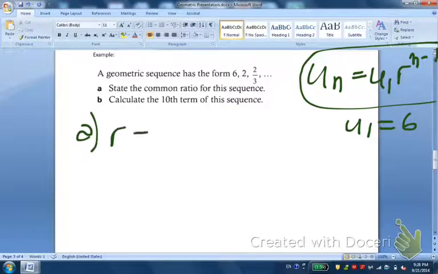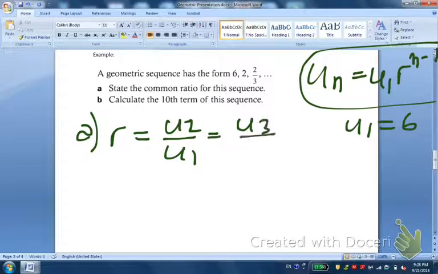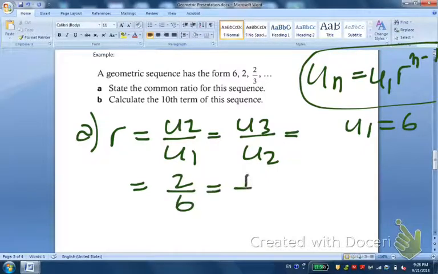Remember, to find the common ratio in a geometric sequence, we take any term and divide it by the previous. So it could be u2 over u1, u3 over u2. We can take the second divided by the first term. So we just have 2 over 6. And if we simplify this, we get a third.